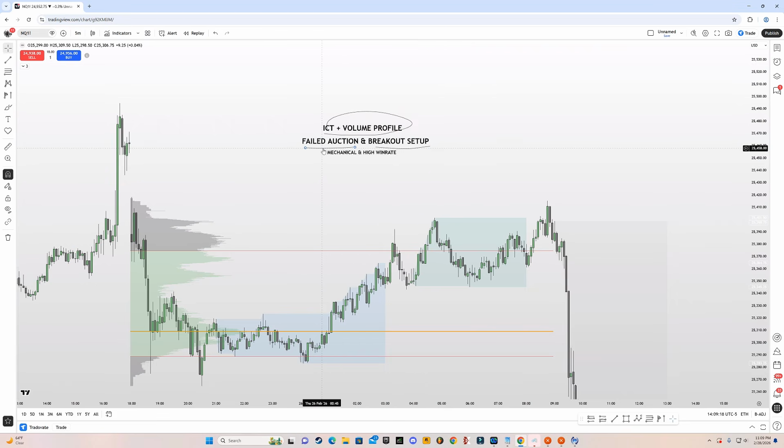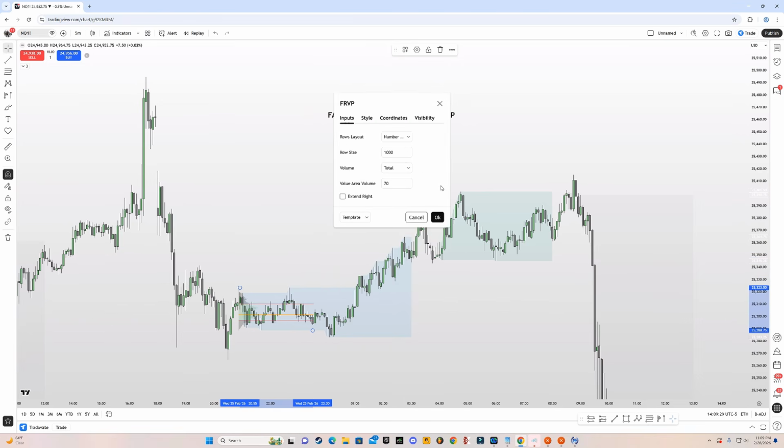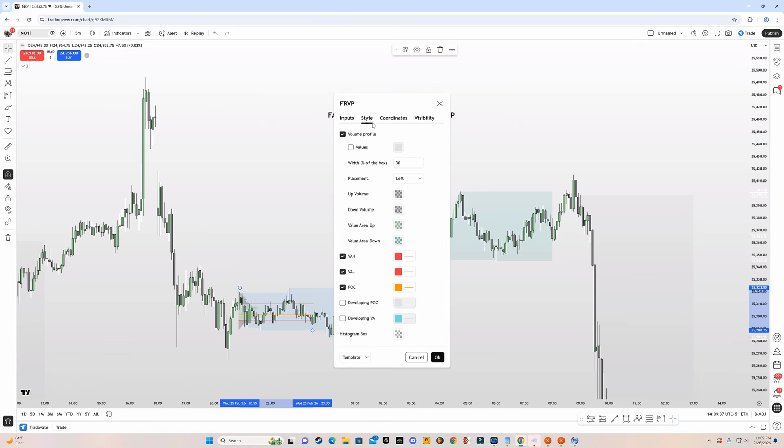So we're going to be using the fixed range volume profile. Okay. So first thing first, what you want to do is go over here to the fixed range volume profile, draw it anywhere on the chart. Okay. Then double click on it and copy these settings. So for row size, we need it to be on 1000. Value area volume, put it at 70. Okay. Then go to the styles and enable value area high, value area low. Then these are my color settings. So make the value area high red, value area low red, and POC orange. And then you can decrease the opacity of these levels.